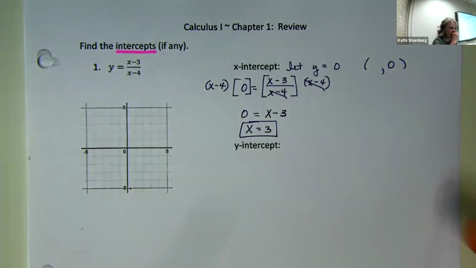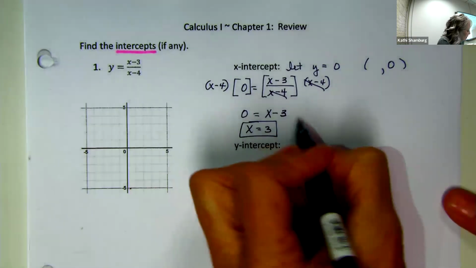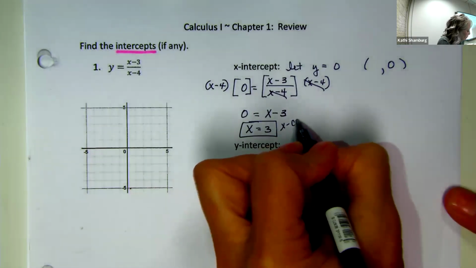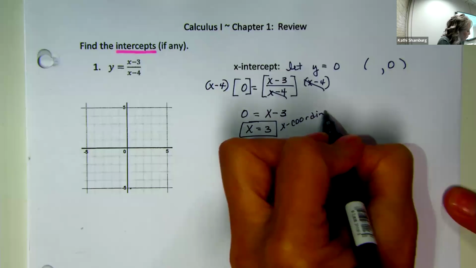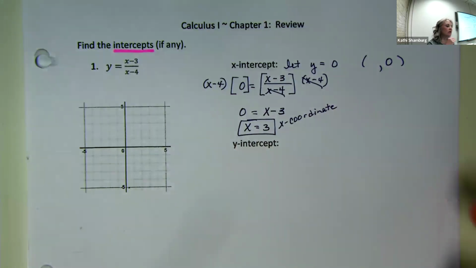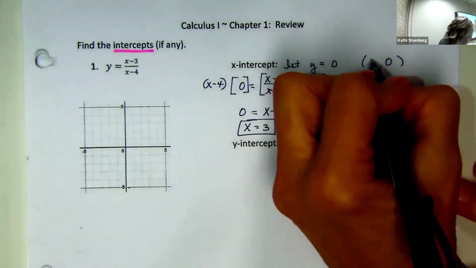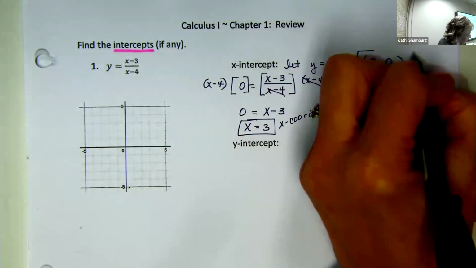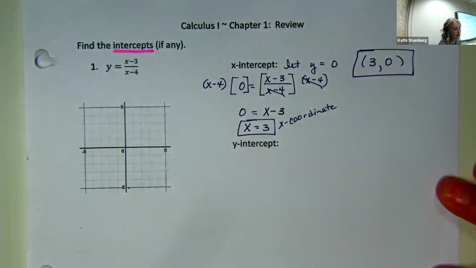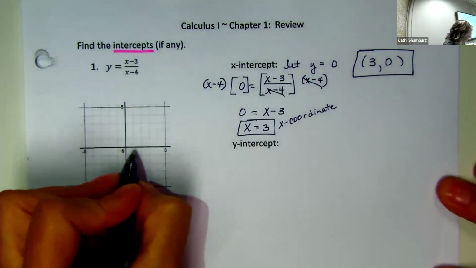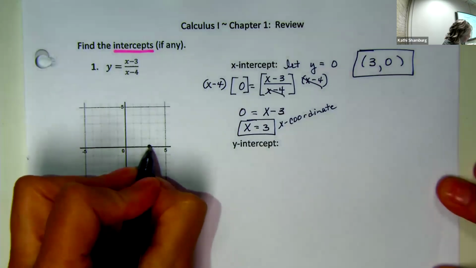Now, here's where you need to be careful. This is my x coordinate. At this point in your math background, do not tell me that the x-intercept is 3. The x-intercept is an ordered pair. Here is your x-intercept, which would be (3, 0), right there.